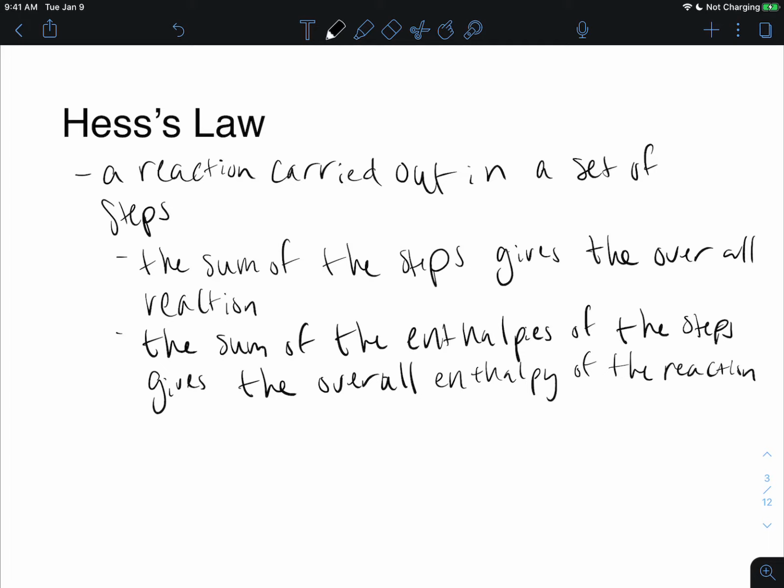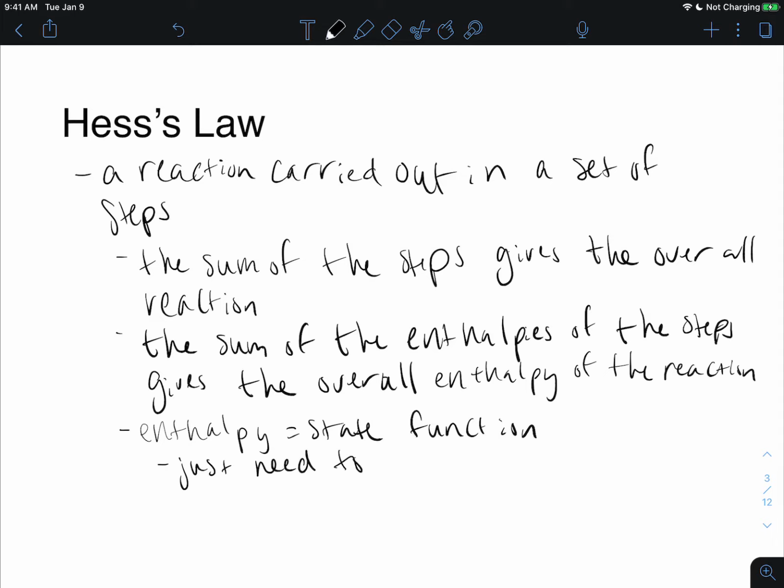Okay, so remember that enthalpy is independent of the number of steps or path taken because it is a state function. So enthalpy is a state function, which is why we can do this. Because enthalpy is a state function, all we need to do is find a path to get from our reactant to our product, and that's all that matters. Any path. Doesn't matter what the path is.